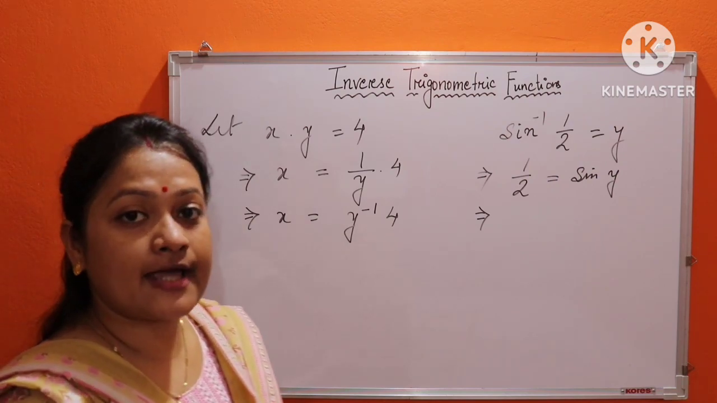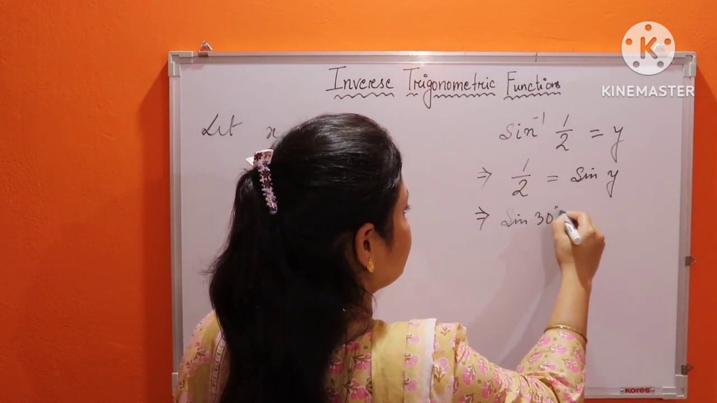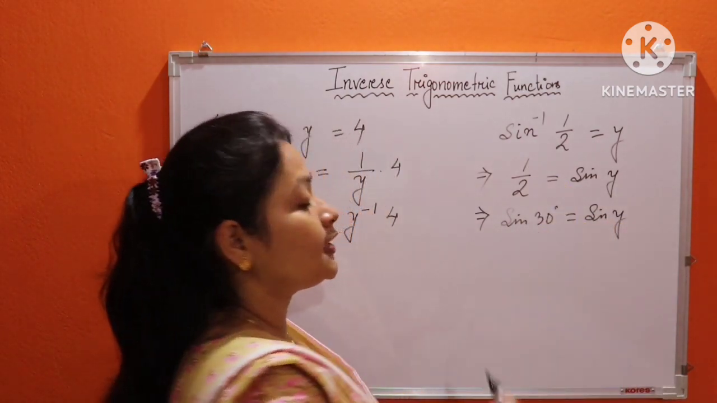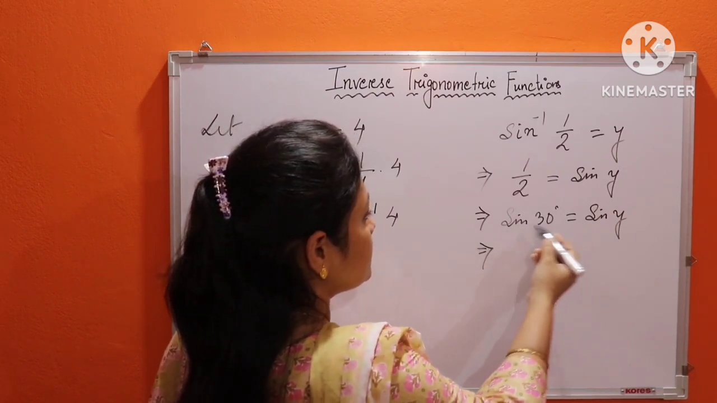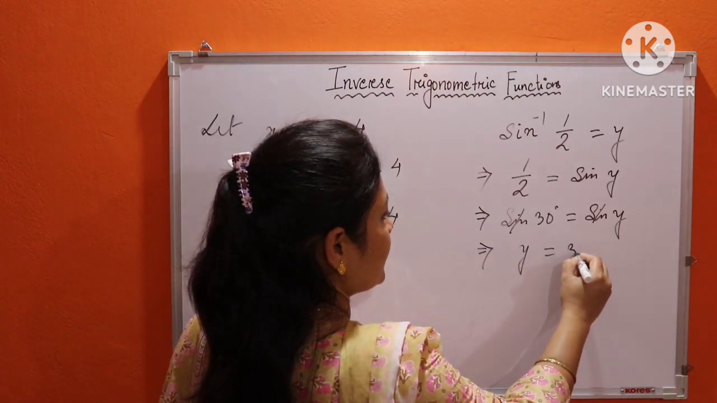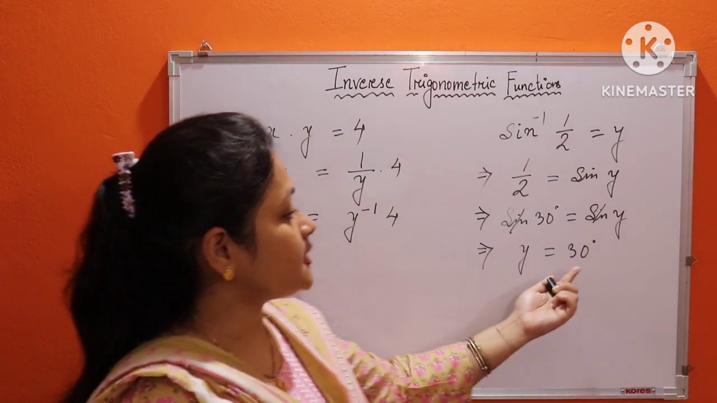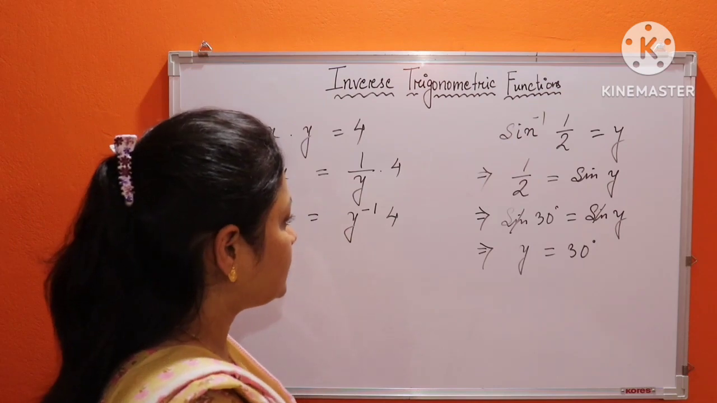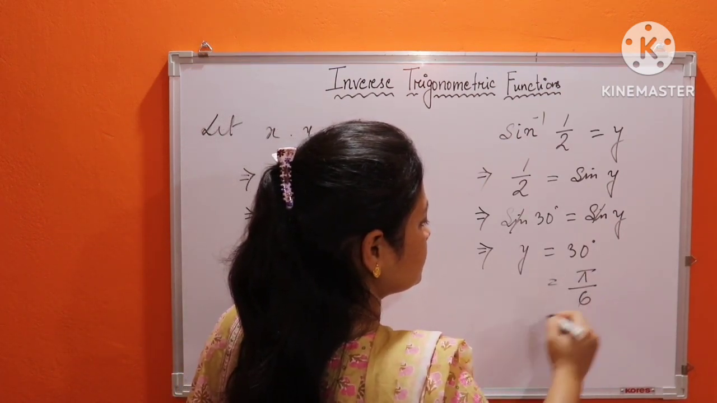We recall the table again. Yes, we know that sin 30 degree is equal to sin y. The sin 30 is half, we know that from our previous classes. So if we cancel this sin, then we get the value of y as 30 degree. This 30 degree in radian form I can write as pi by 6.